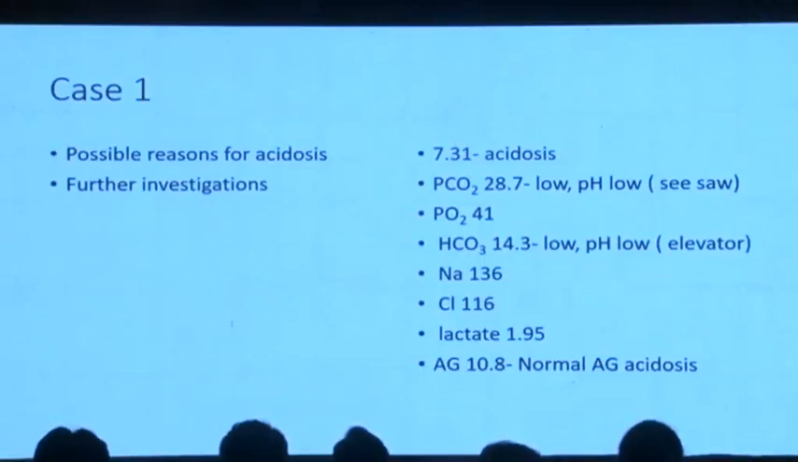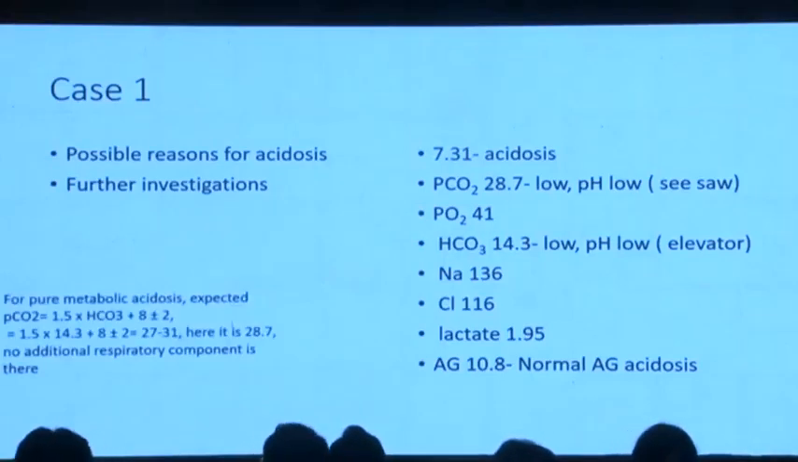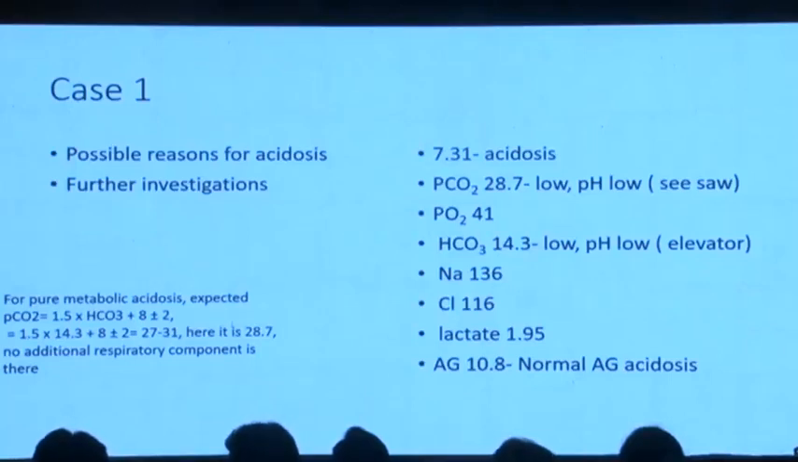The second step that we need to do is look at the CO2 levels. The primary cause here is metabolic, so pH is low, bicarb is low, and let's look at the CO2 value. CO2 value is low, so the body is trying to compensate. For pure metabolic acidosis, CO2 should be as per the formula: 1.5 times bicarb plus 8, plus or minus 2, so the range is 27 to 31. Here it is around 28.7. So we can say there is no additional respiratory component, and after compensation the CO2 is falling within the expected range. So this case becomes a normal anion gap metabolic acidosis.